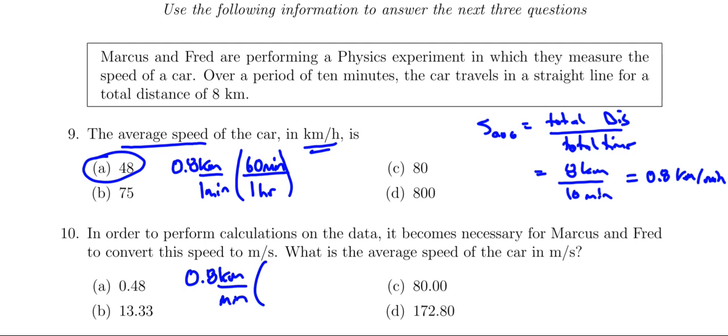So first of all, I want meters in the numerator. I want kilometers to go away. So I'm going to have 1 kilometer. It's going to be 1,000 meters. And then for the minute, I would like seconds in the denominator here. So I want 1 minute in the numerator because I want the minutes to go away, and I want to be left with 60 seconds in the denominator. And so now I'll go 0.8 multiplied by 1,000 divided by 60. And I'll get 13.3 repeating. So that's our speed in meters per second.